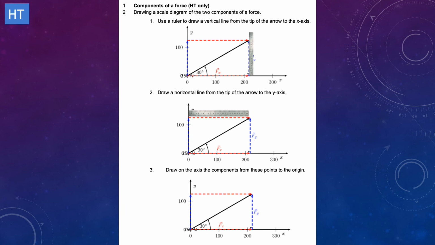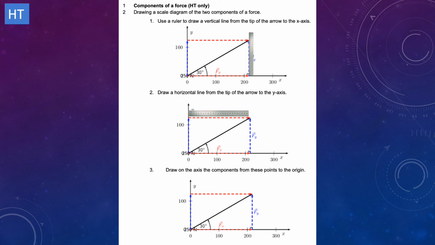Right, so this is the last slide on the higher tier information, and this is basically drawing the components of a force. So far, we've taken a force that's going diagonally and drawn the horizontal and vertical components. What we're doing now is going the opposite way. If you're given a diagonal force, you're going to be able to find the horizontal and vertical components. We've narrowed it down to 3 steps here.